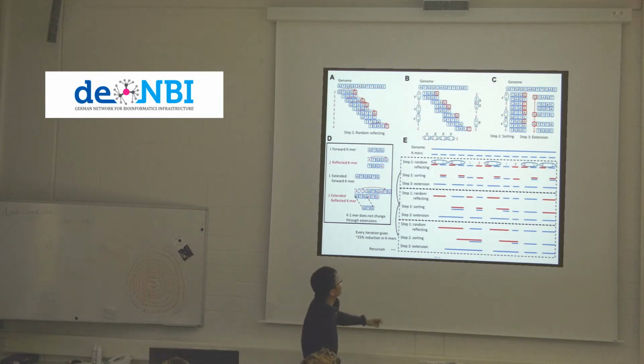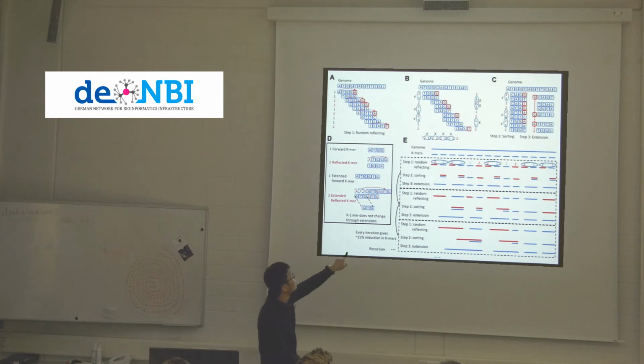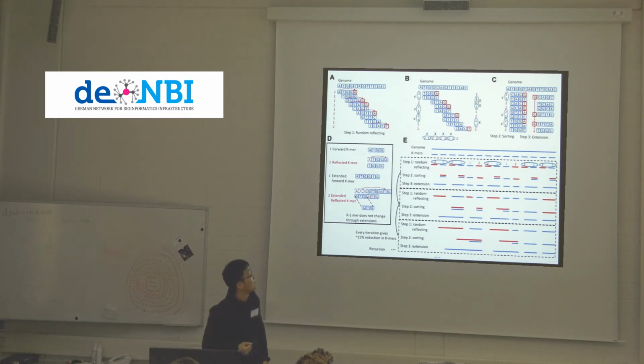Here I give you another example which you might see more clearly. This is an entire genome where you have all the k-mers listed there. And in the first iteration, I just randomly reflect them, right? 2, 1, 2, 1, 1, 2, 2, 1.